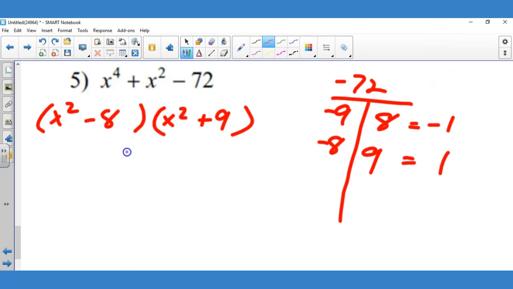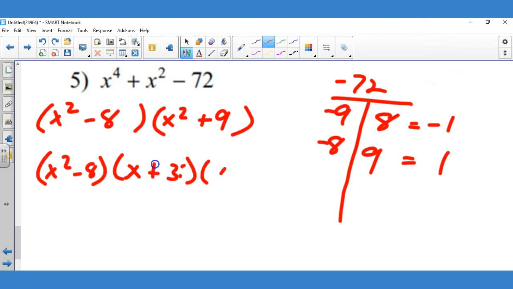But again, for the sake of practice, this is the sum of two squares. So x squared minus 8, x plus 3i, x minus 3i. All right, sum of two squares. Remember the rules.